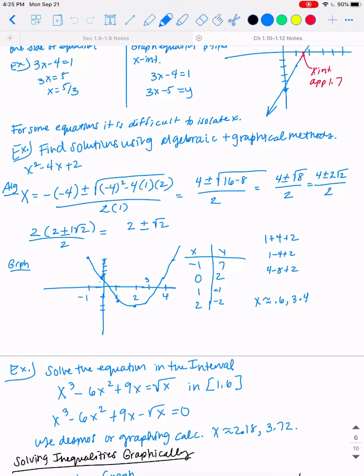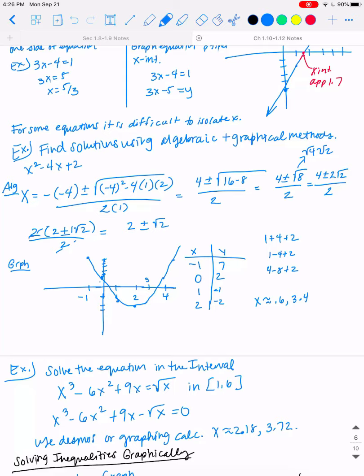We're able to change the square root of 8 to square root 4 times square root 2. So square root 4 is 2, so we're left with 2 square root 2 over 2. We factor out a 2, and then these 2s can cancel. So we're left with 2 plus or minus square root 2.